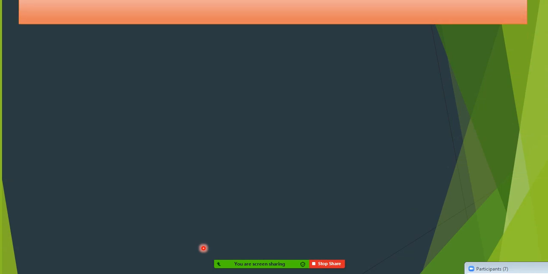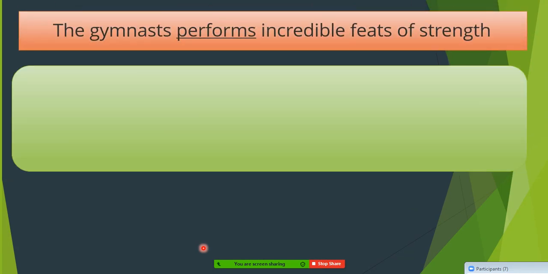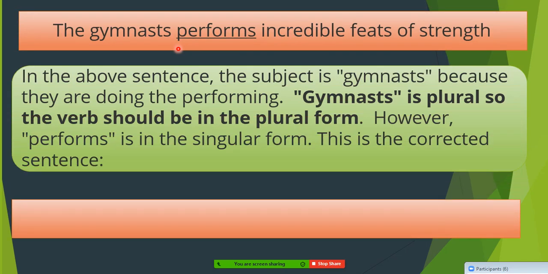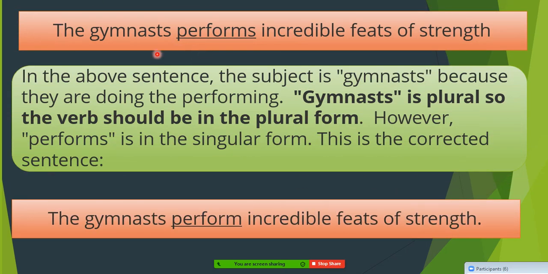How would it go in this way? Here, gymnast is plural. No, wait. Gymnasts here is plural already, and perform here is also plural. It doesn't have an s to say it's singular. Got it? Again, this is plural. What about perform? It's plural too, because this is a present simple. If this verb has an s, it will be singular. Got it?